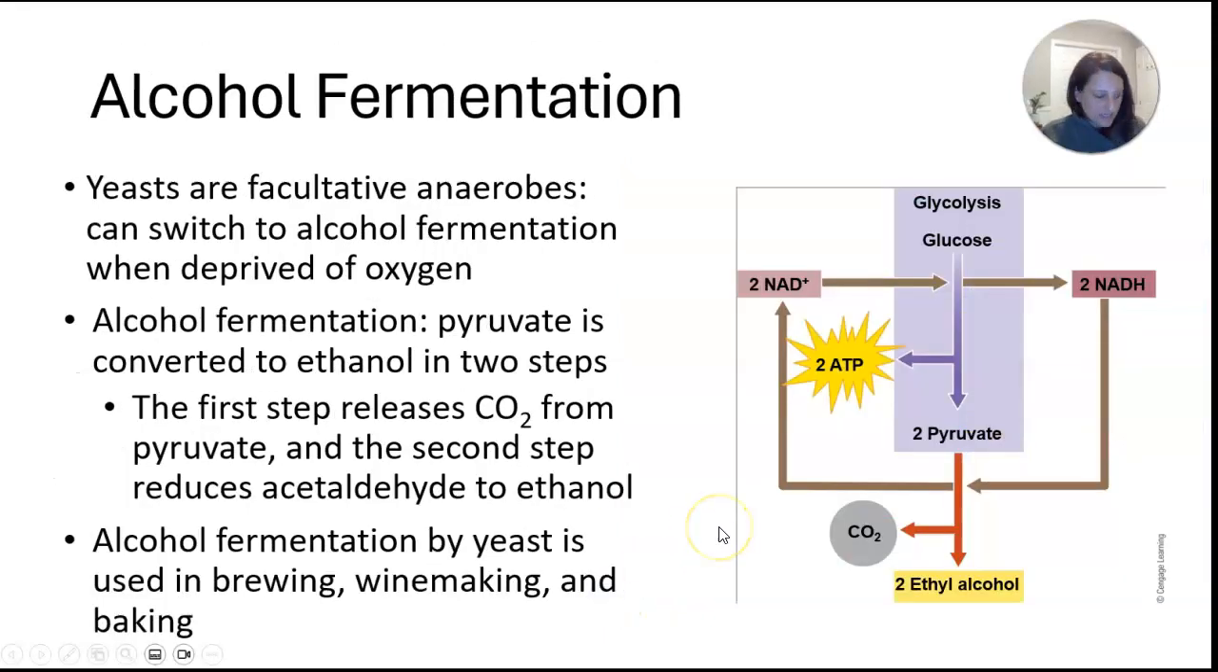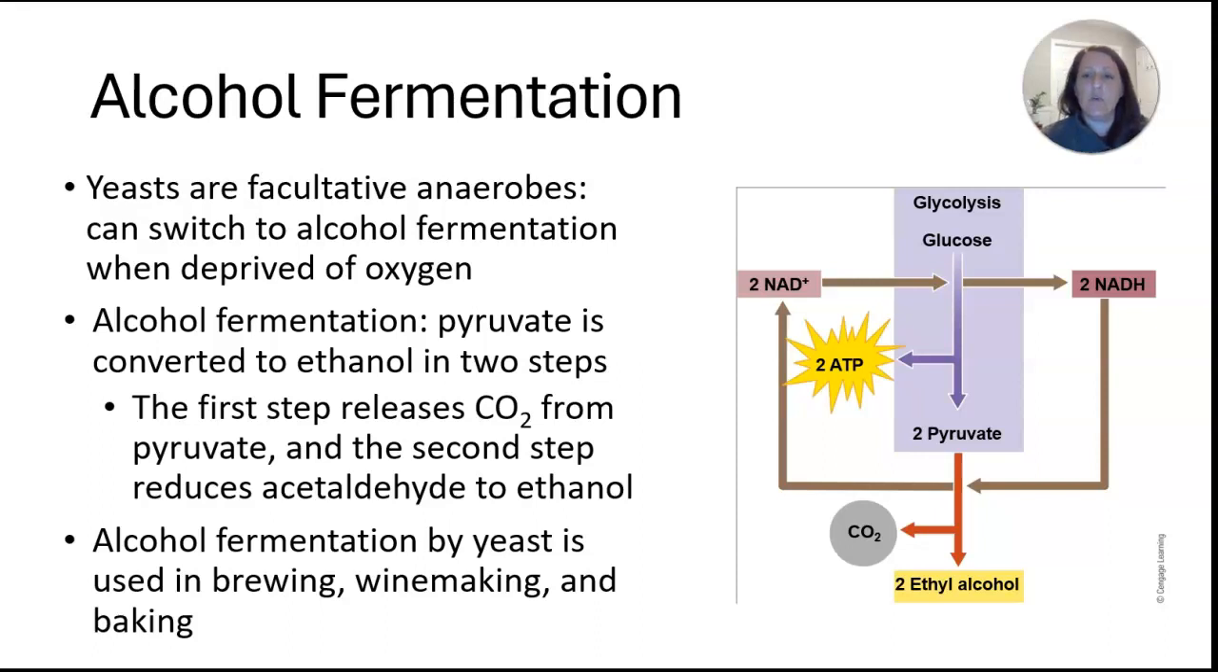Okay, so the second type of fermentation that we're going to quickly cover is alcohol fermentation. And so again, yeast are a great example here. Yeast are what we call facultative anaerobes, and I provided you with a slide with some of these definitions on it next, but I'll go over this quickly here. So a facultative anaerobe is an organism that can switch to alcohol fermentation when deprived of oxygen. But when oxygen is present, aerobic cellular respiration is the preferred pathway, and that's because it produces more ATP.